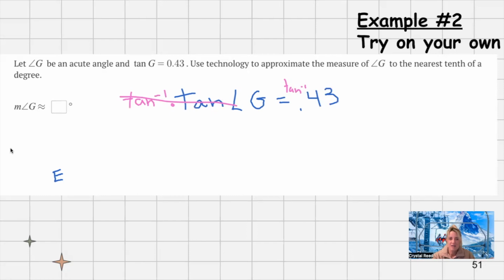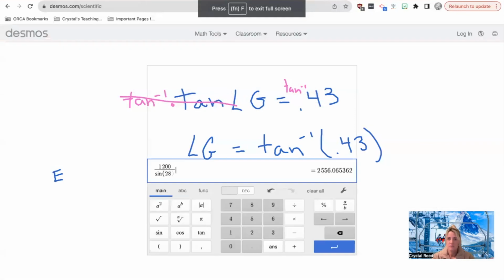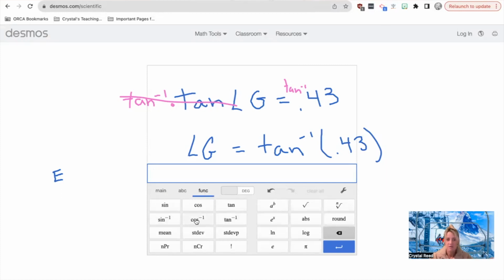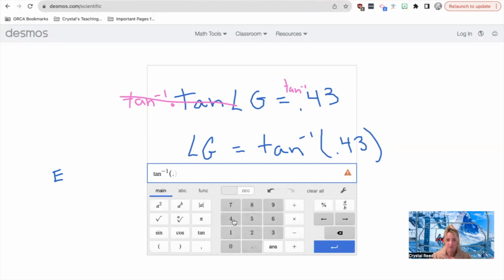Okay, so really what that means here, angle G equals the tan inverse of 0.43 in your calculator. Okay, let's all find that calculator. We're going to use Desmos. Anytime you have the ratio of the sides, you just do the inverse of it to find the angle. Okay, Desmos. All right, how do we do inverse tan, you're asking? If you hit this function key right here, there they are: sine inverse, cosine inverse, and tan inverse. So the inverse tan. And then you go back to main, do 0.43.